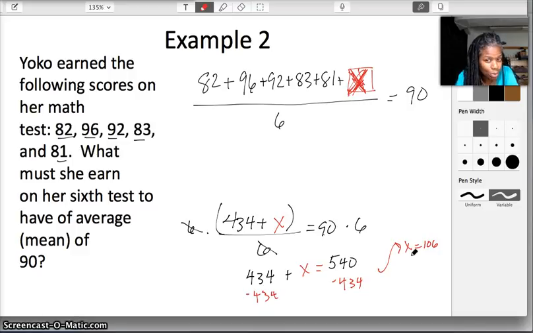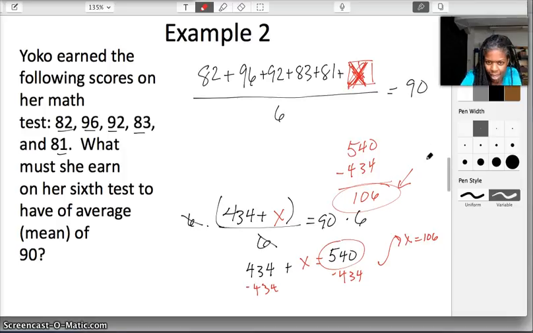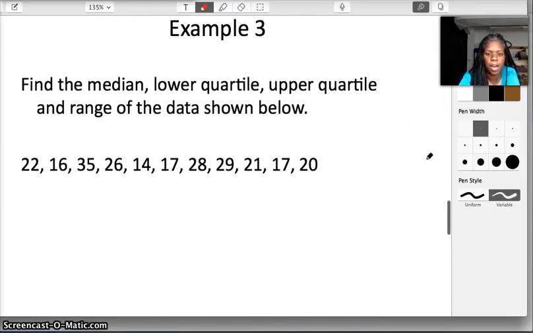So do you guys see what we did? We thought about how many points. In a way, this 540 is how many points you need to have on 6 tests in order to get a 90. And then we basically just took the amount of points that she got on the other tests, which was 434, and subtracted that in order to see how many points she needed to get on the final test. Not too bad. Keep that one in your back pocket. You're going to want to keep that in mind.